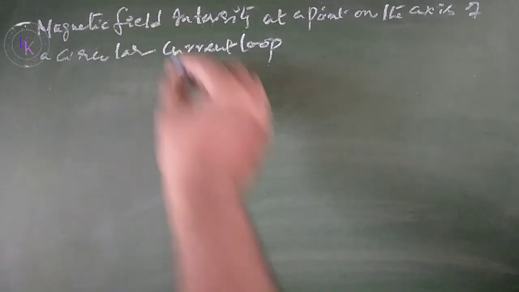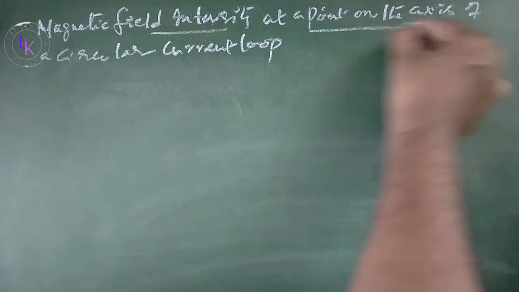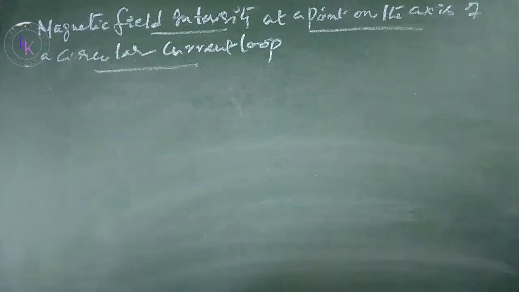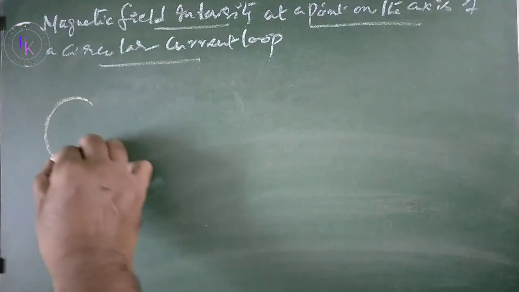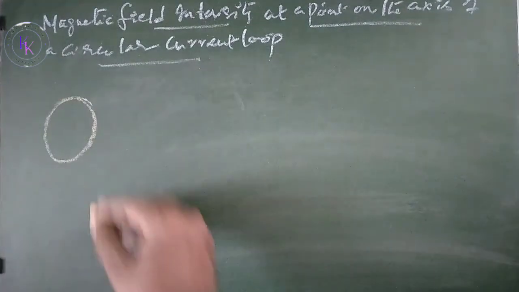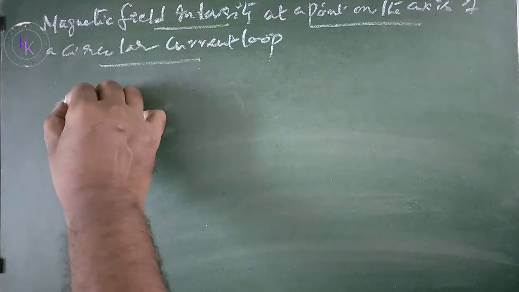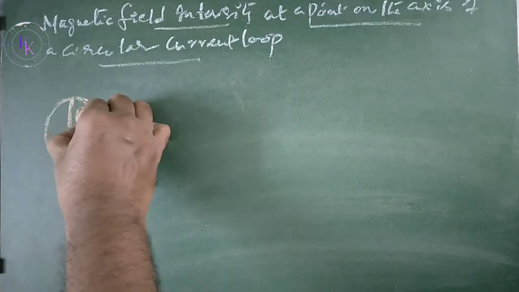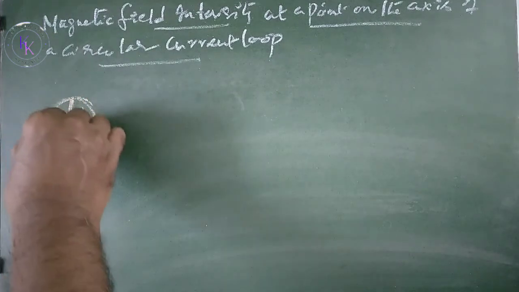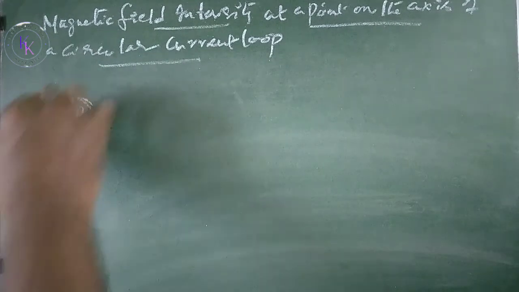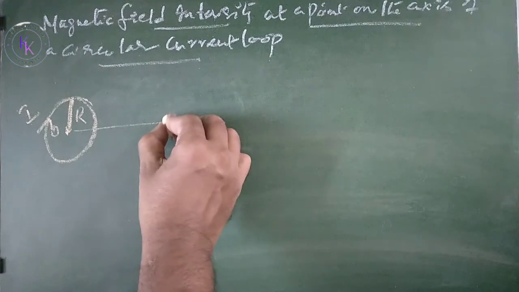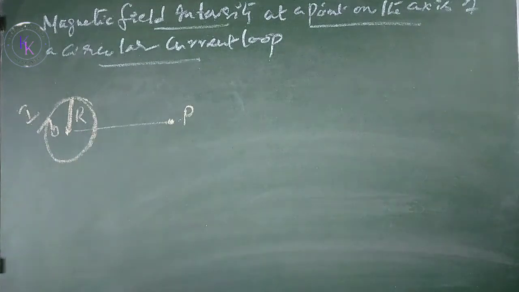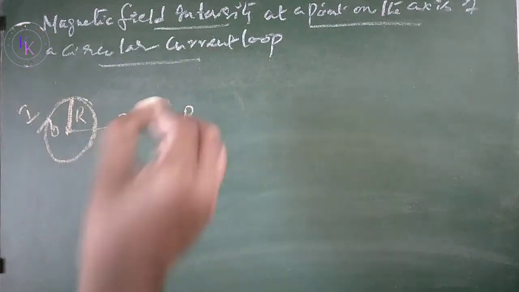Magnetic field intensity at a point on the axis of a circular loop. Let us consider a circular current loop of radius r0 carrying a direct current of I in clockwise direction. The point P is on the axis at a distance x.